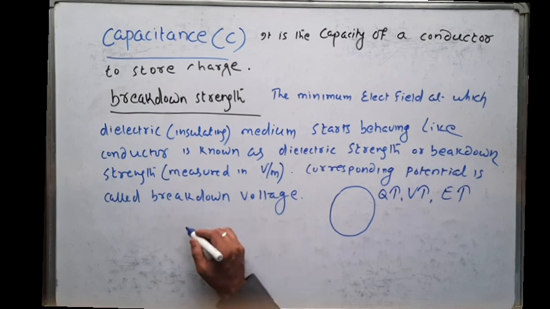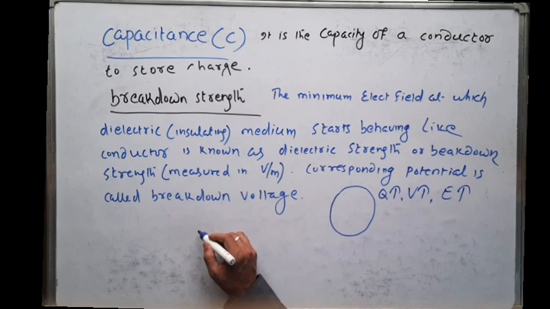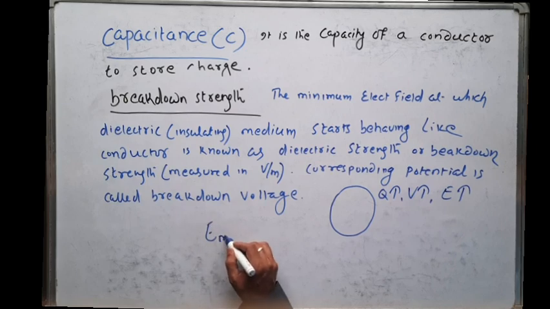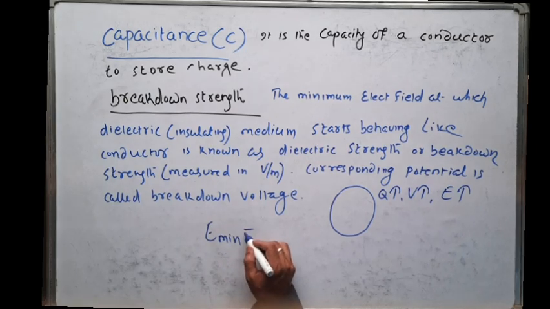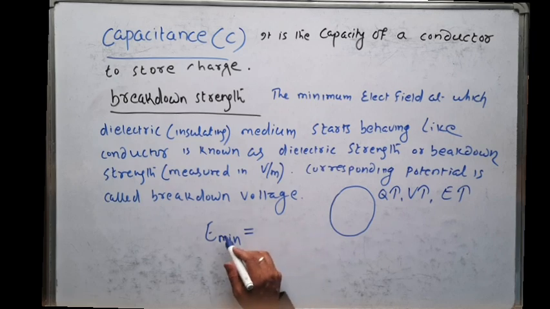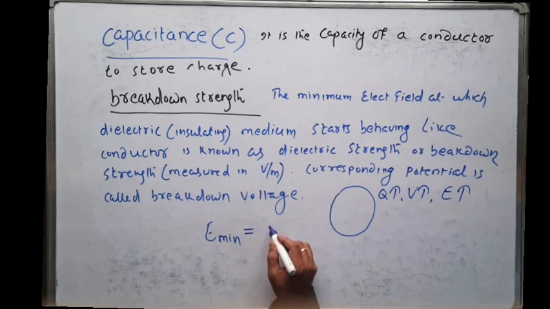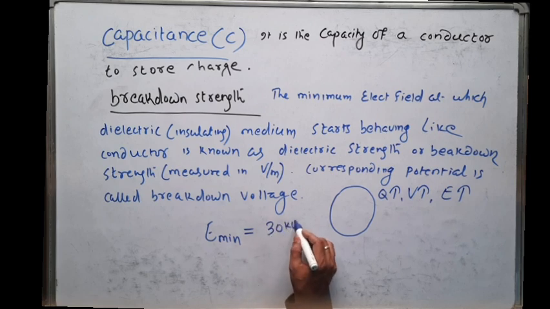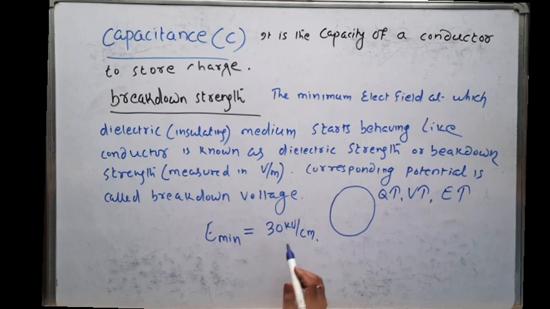Okay, so we know the dielectric strength, that is the minimum electric field strength at which the dielectric medium behaves as a conducting medium. So the dielectric strength of air is 30 kV per centimeter. Okay, so this is the design value of air. So air dielectric strength is equal to 30 kV per centimeter.